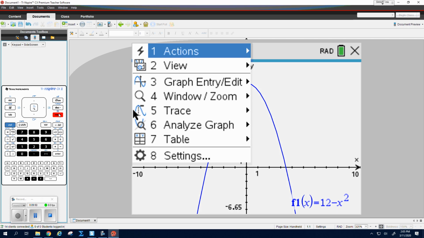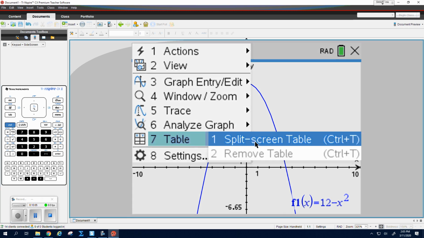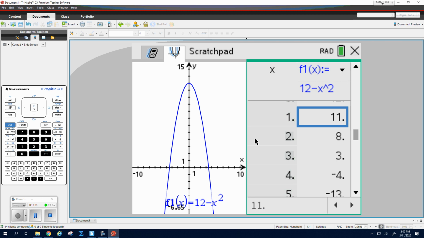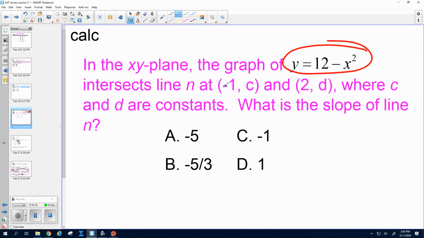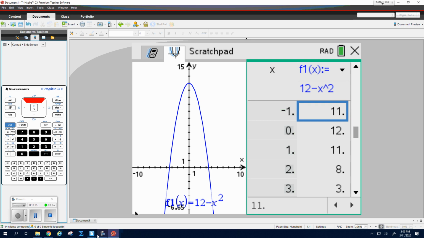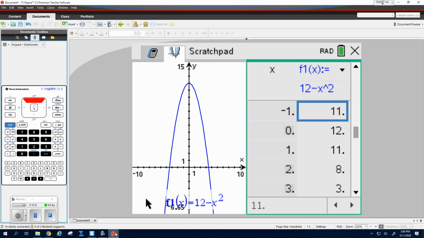And I want to find a point on this parabola. So do you guys know how to make a table on here? If you go to menu and then table, you can do this split screen table. This tells you what those coordinates are so you don't have to plug them in. So I wanted to know what negative 1 comma something is. In other words, if I plug in negative 1, what do I get? So my calculator tells me I get 11. There's a point right there. So I went to menu, table, and split screen.